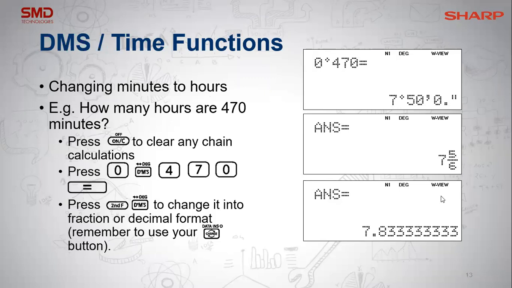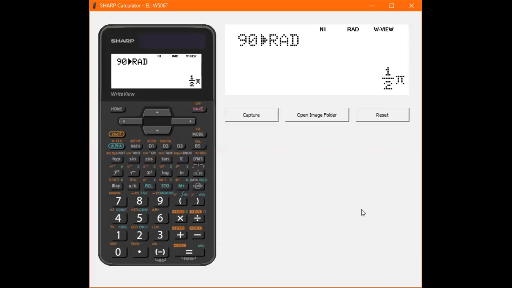Okay, so what we are going to do is walk you through the various functions. The first one is, let's say, for example, you have 470 minutes and you want to know how many hours that is. We'll say 0 in the hours placeholder, press our DMS button. It says degrees, minutes, seconds, and luckily it works exactly the same way as hours, minutes, seconds. It uses the same sexagesimal system. So you'll have 470 and simply equals, and it will convert it for you. So it's 7 hours and 50 minutes.